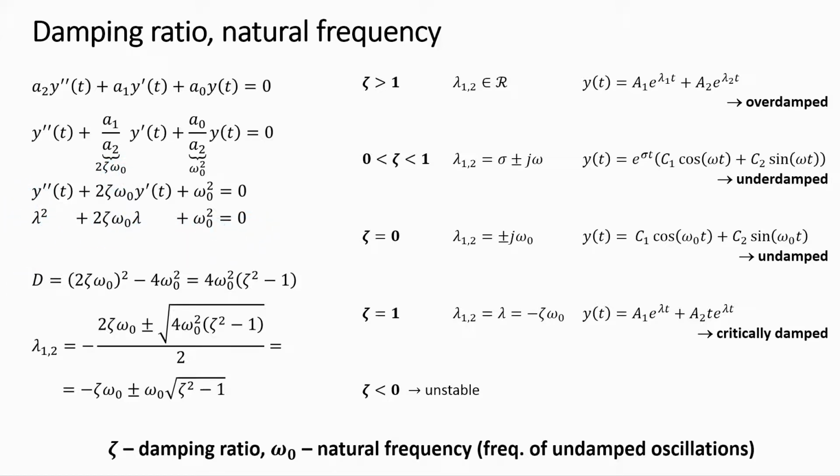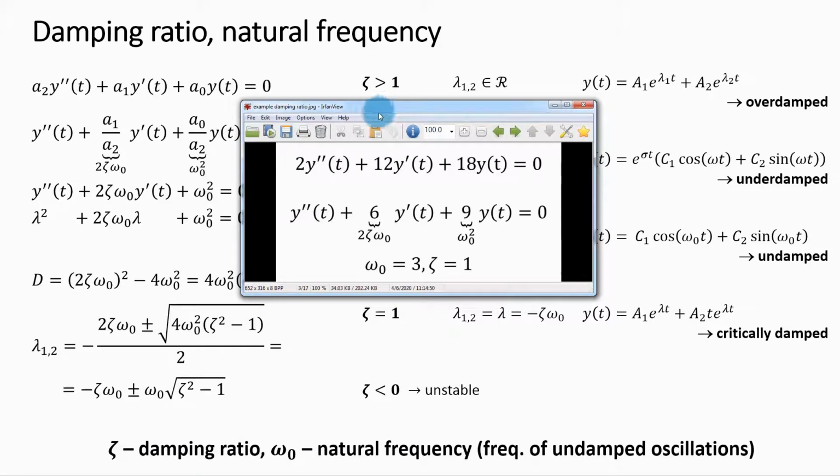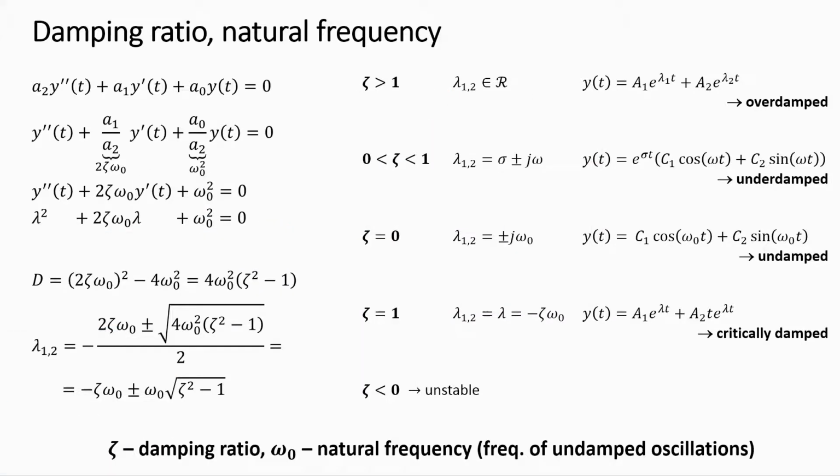Students sometimes have problems imagining this, so this is a specific example. This is your differential equation. First, you divide by the coefficient with the highest derivative and you get this. Then, this is your omega naught squared, which means that your omega naught is 3. And this is your 2 times zeta times omega naught, which means that your zeta is 1. Now, when you have your differential equation in this form and you know what the zeta and omega naught are, you can start searching for the roots of the characteristic equation.